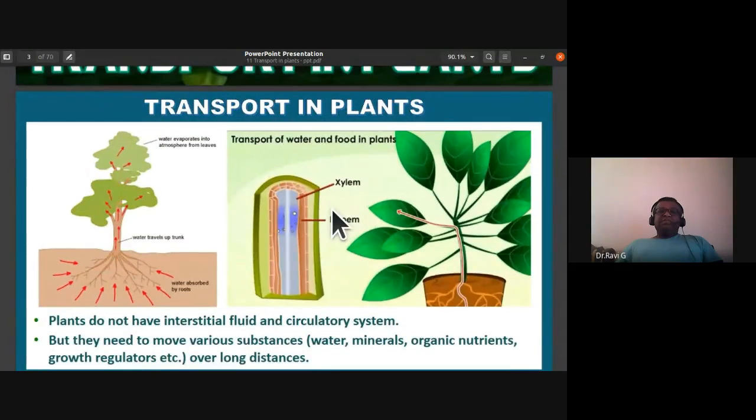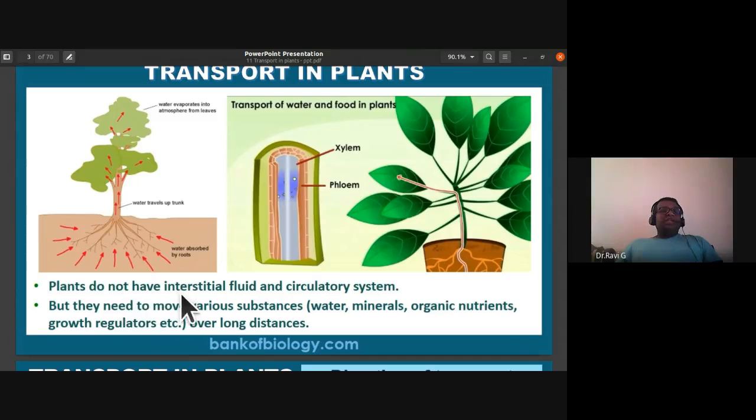Plants do not have any interstitial fluid like lymph or blood, and they do not possess a circulatory system either. In animals, for the circulation of blood, nutrients, and respiratory gases, the heart is very important. The heart pumps the blood and circulates it. We don't have any such circulatory system in plants, so they are absent. Plants have neither interstitial fluid nor a circulatory system, so you have to remember that.